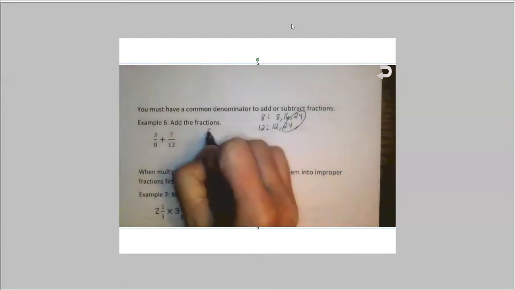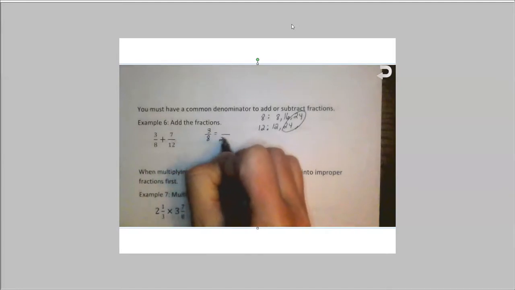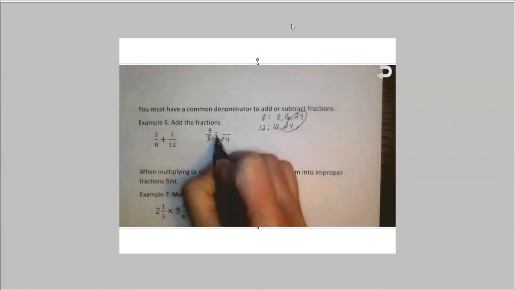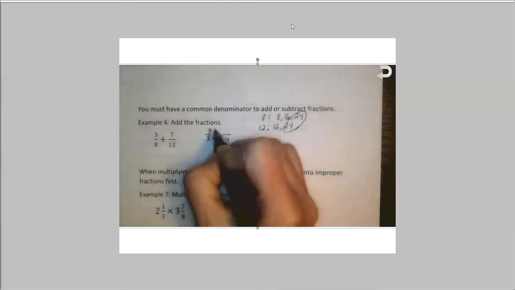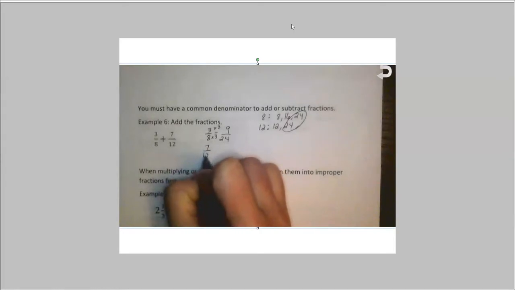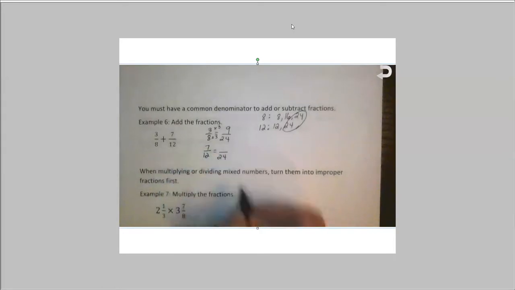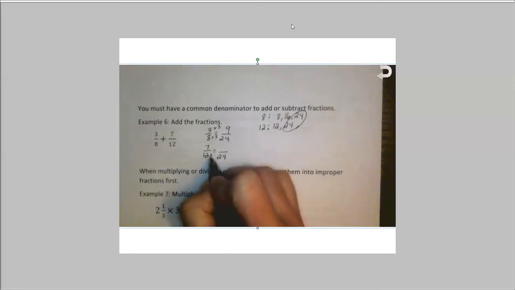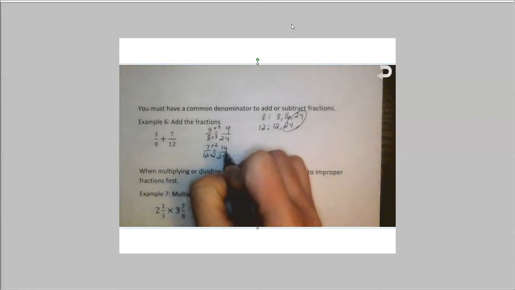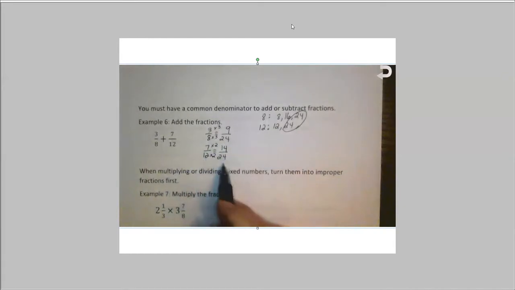So 3/8 is equal to how many 24ths? Well, I know that 8 times 3 is 24. So 3 times 3 would be 9. 3/8 is equivalent to 9 over 24. Okay, next I have 7/12. How many 24ths is that? So 12 times 2 is 24. So 7 times 2 would be 14. 7/12 is equal to 14 over 24.